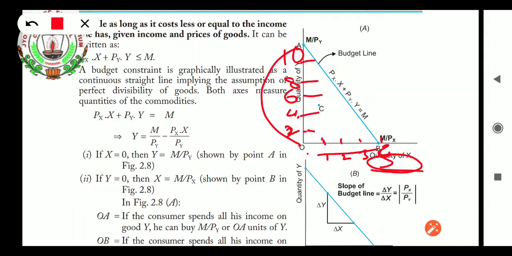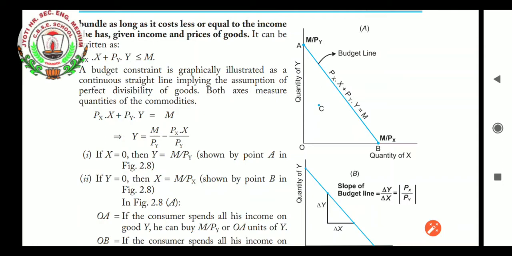Here you can see the dot, the point B. Here you can see the 5 units. So how many units can we get? 0 to B, that is 5 units of x, if we are not paying anything for y. Here it is 10, the point A, and here the point B we can say 5.